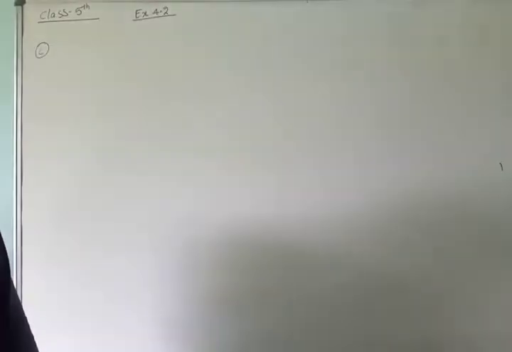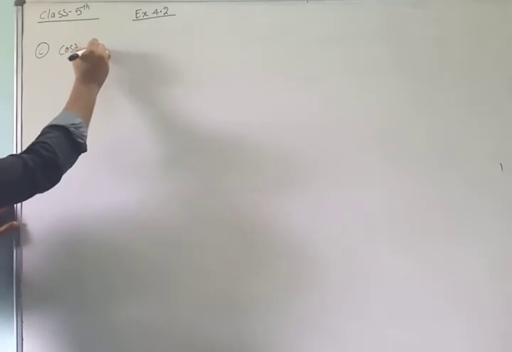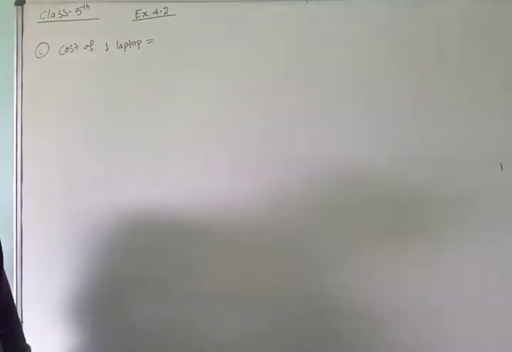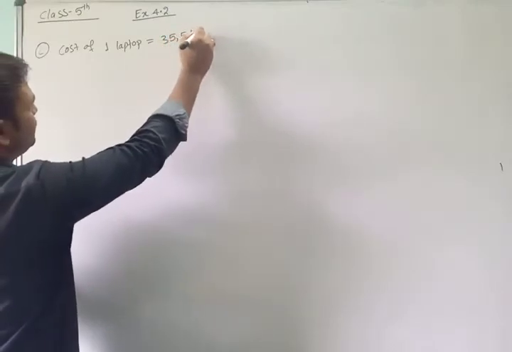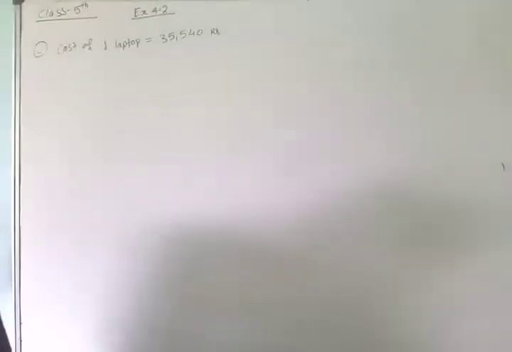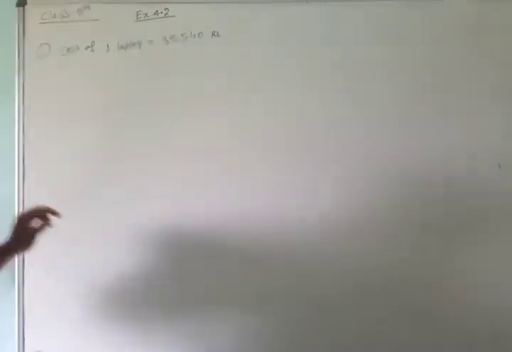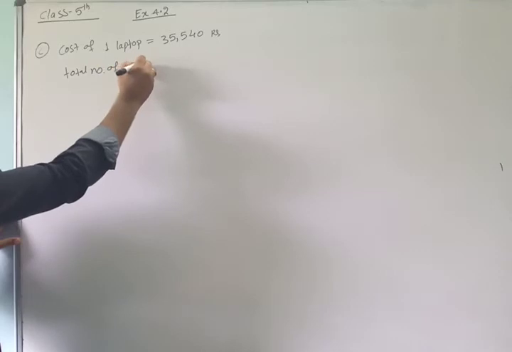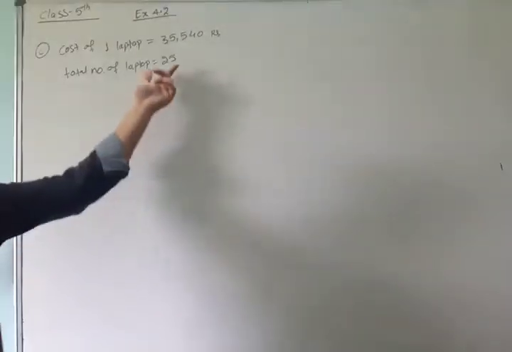In C, what will be the cost of 25 laptops if one laptop costs 35540? Cost of one laptop is equal to 35540 rupees. Means we have given one laptop cost 35,540 rupees and total number of laptops is given. Total number of laptops is equal to 25. We have to find the total cost of 25 laptops.